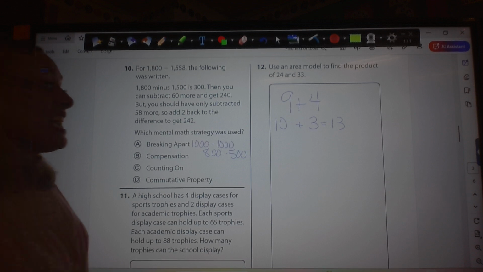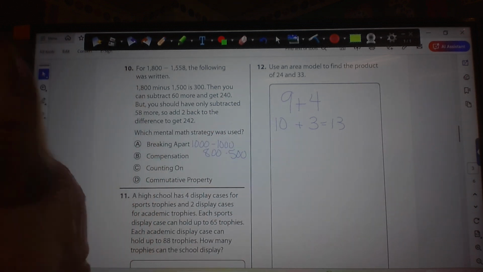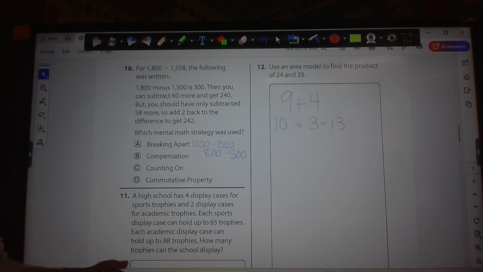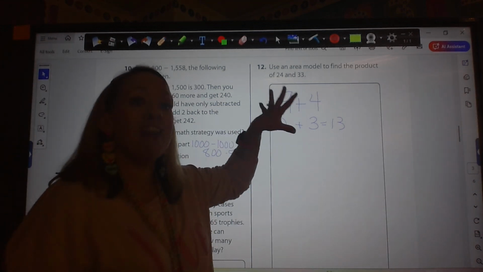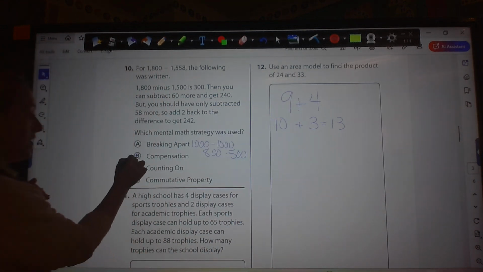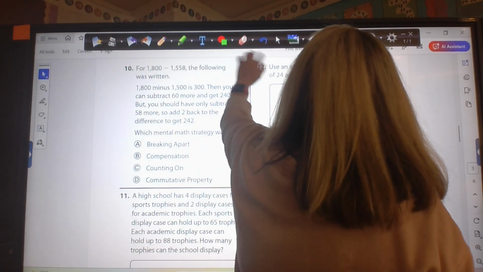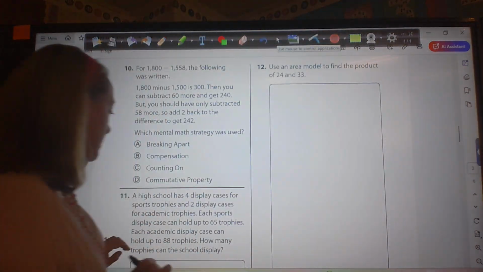What is it? It is mental math. What mental math strategy is it though? What is it, Oliver? Compensation. Okay, it's compensation. Yes, you're compensating. You don't have enough here, so you borrow some from here. That's compensation, okay? Y'all need to know that, okay? So please, please, please, put it in your brain. Do whatever you need to do. That's compensation.